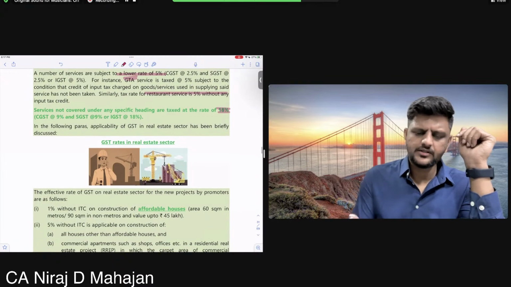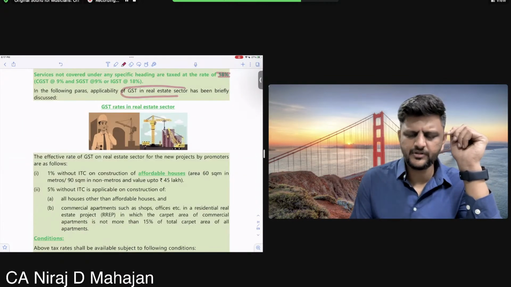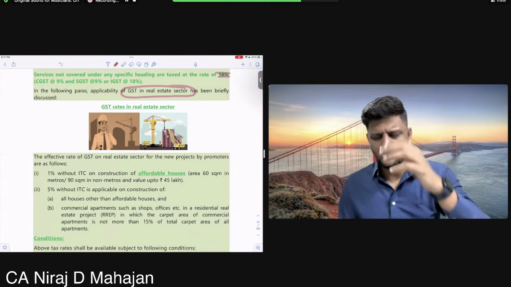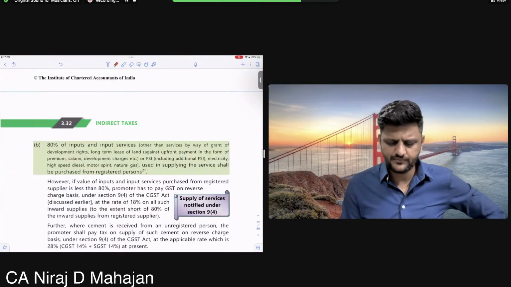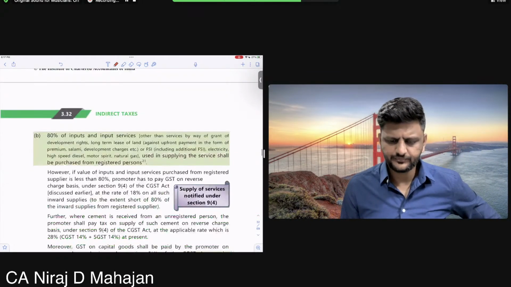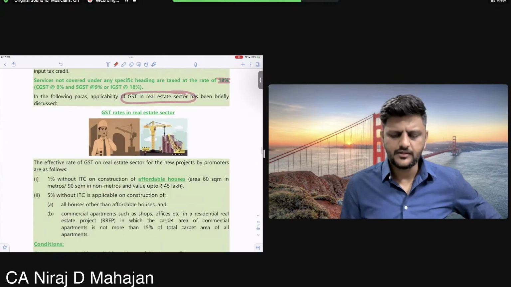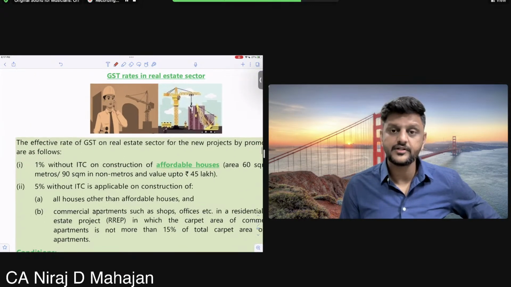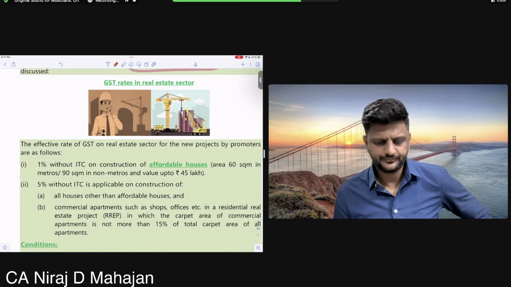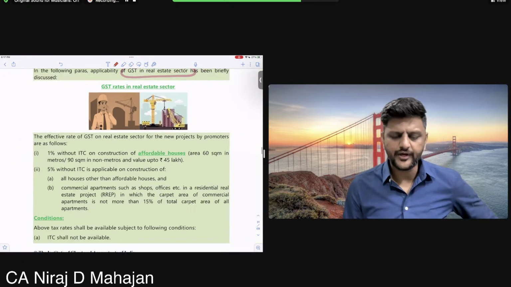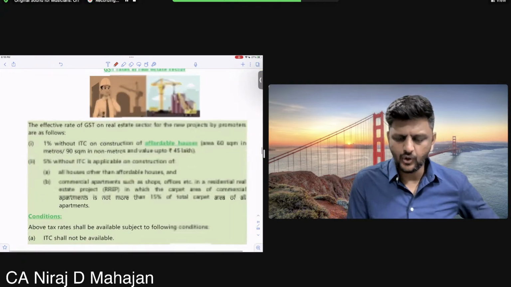Let's go. GST in real estate has been discussed briefly. Again, questions may or may not be asked, but still let us quickly cover. GST rates in real estate sector. Ready? The effective rate of GST on the real estate sector.